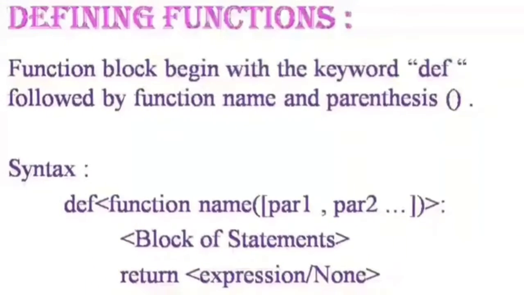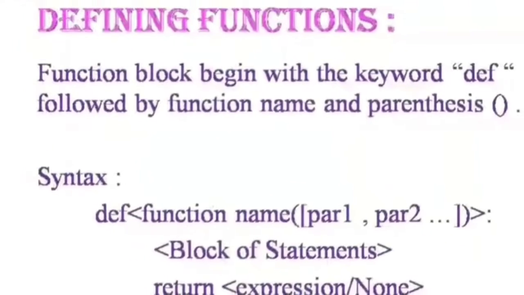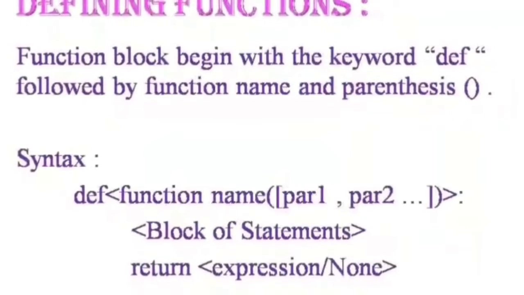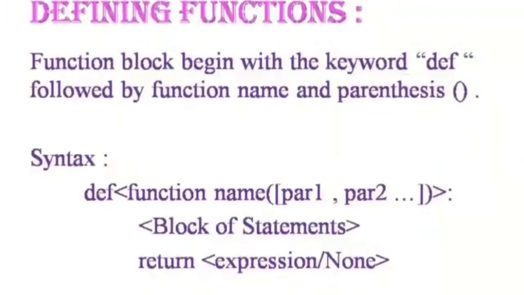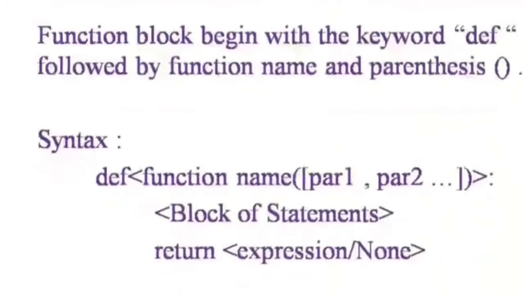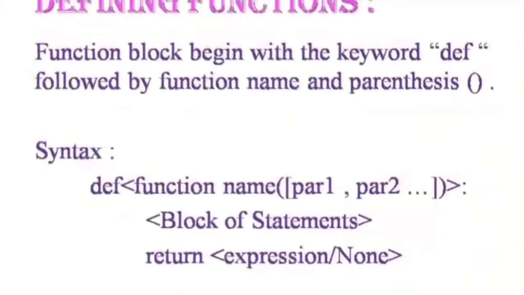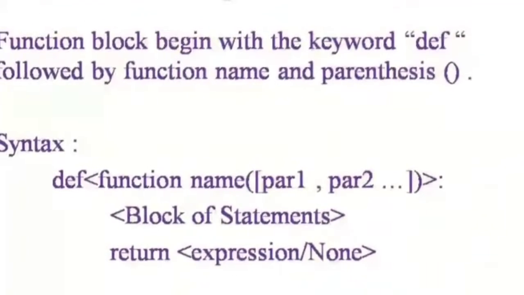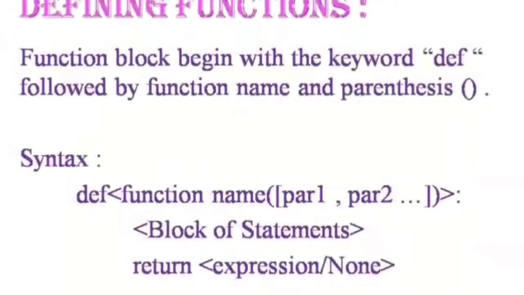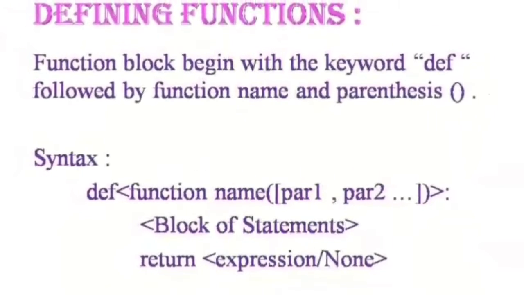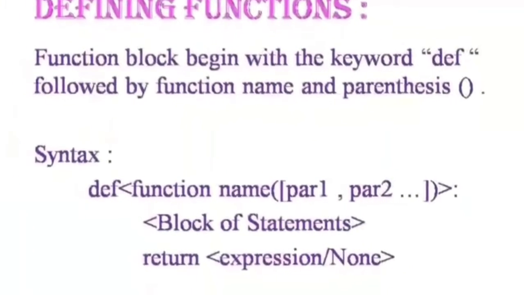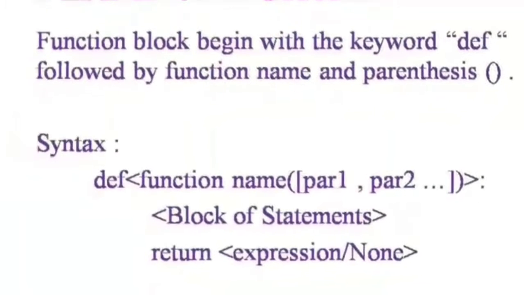Usually the function block begins with the keyword def followed by function name and parenthesis. Now this is the syntax for defining a function. First line is def, function name has to be given. Within the brackets, number of parameters has to be given. Next line is the block of statements to be executed. Usually function will return some expression or none. Function defining statement should end with colon symbol. Python keywords cannot be used as function name.